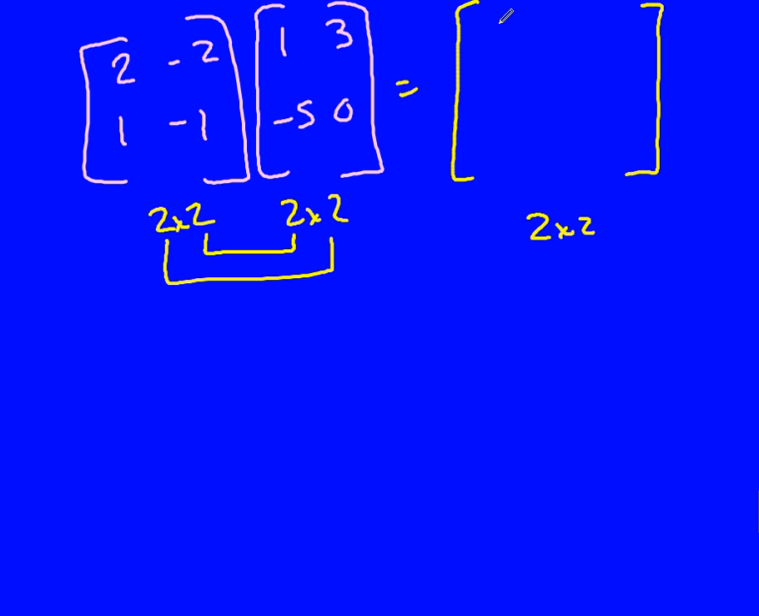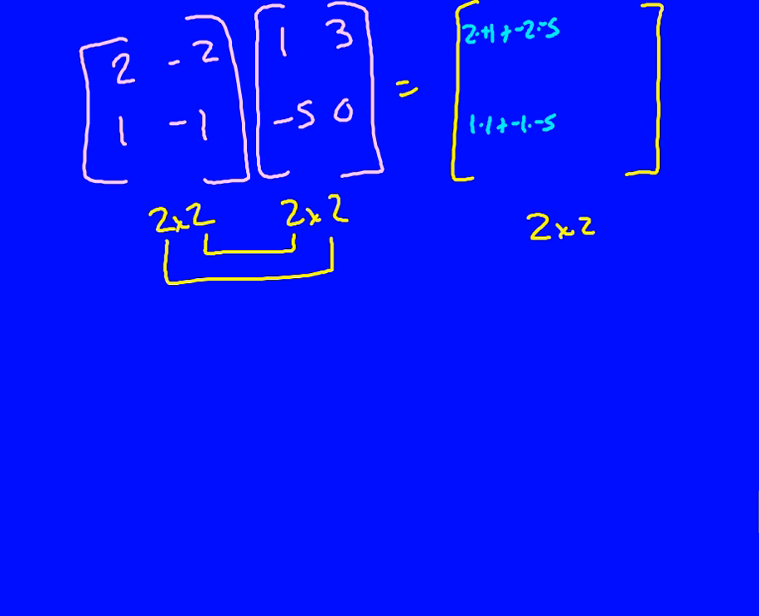In the top left entry, again, first row and first column, I got 2 times 1, which is positive 1, and negative 2 times negative 5. So that's first row by first column. Let's do this one down here. This would be second row, first column. So 1 times 1, and negative 1 times negative 5.